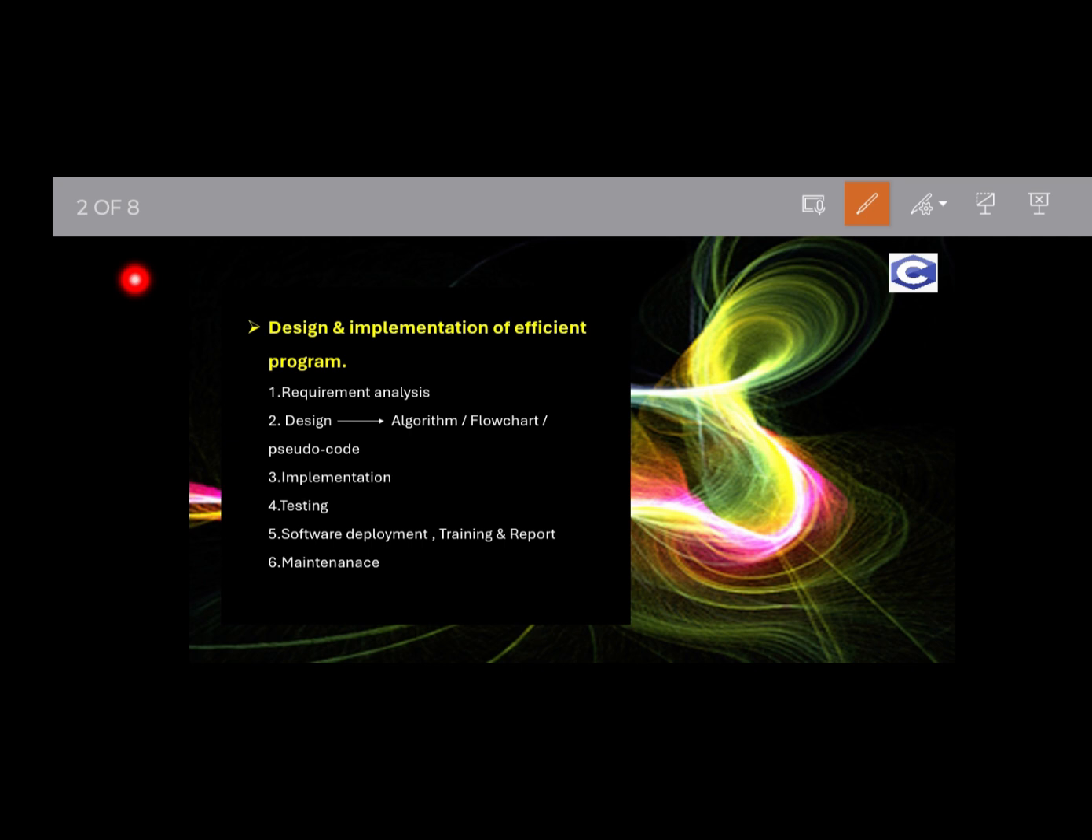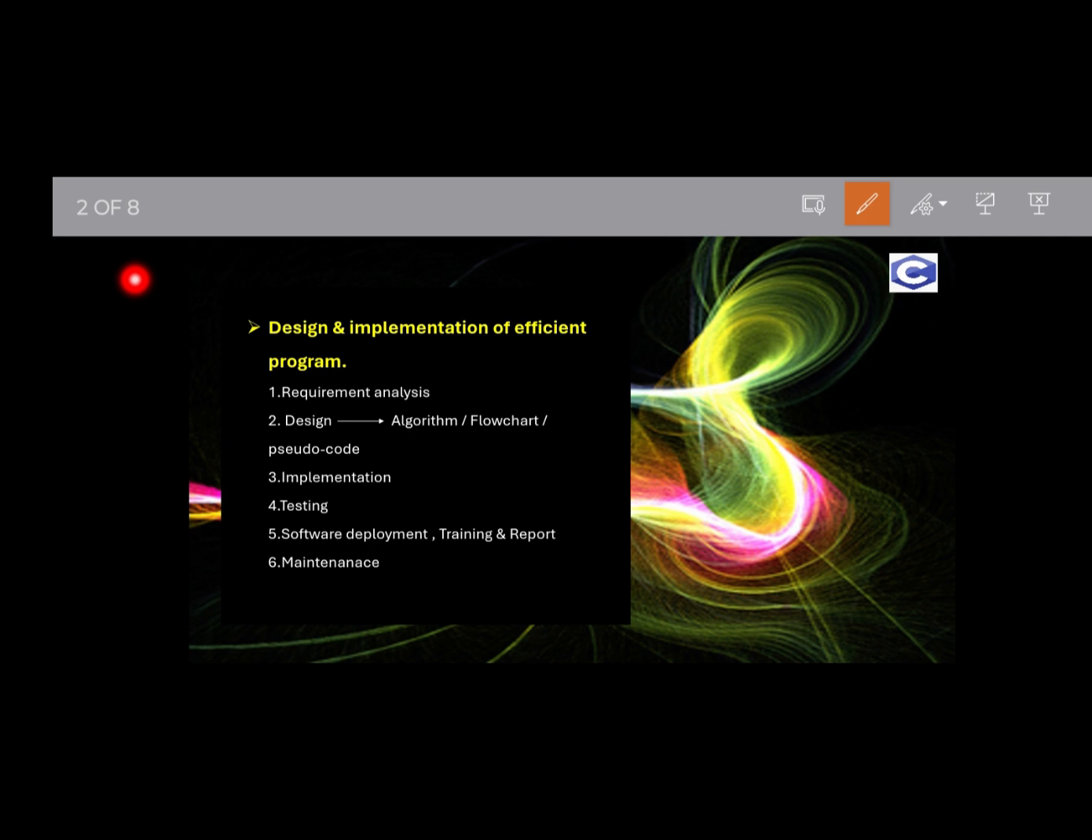So the first step is requirement analysis. In this step, we analyze what requirements we need, what things we need. For example, the sum of two numbers. In the sum of two numbers, we need at least two numbers to add. So that is what requirement analysis is.